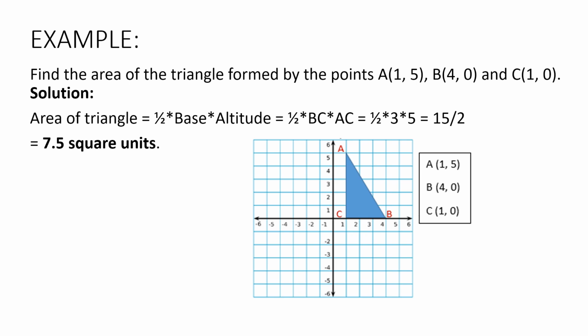And similarly the altitude is AC. So (1, 5) and (1, 0). So obviously both have the x coordinate value same. Y coordinate difference is how much? It is 5 minus 0, or you can say 5. So the area will be half into 3 into 5, which is 15 by 2 or 7.5 square units.